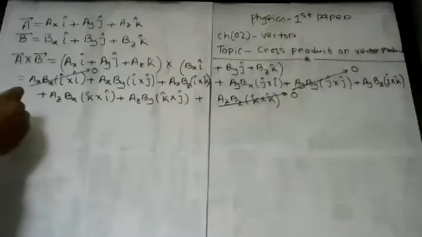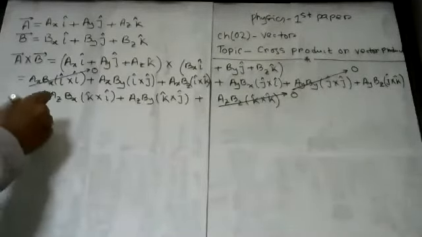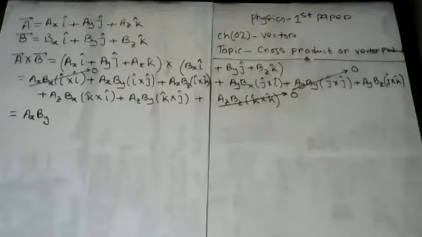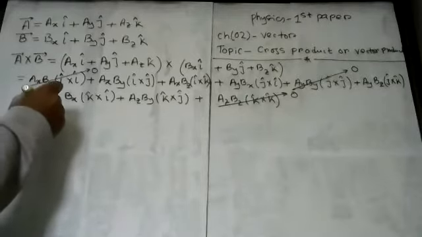Now, it is a x by, my student. i hat cross j hat. So what is the value of i hat cross j hat, my student? i hat cross j hat will equal k hat. Very good.